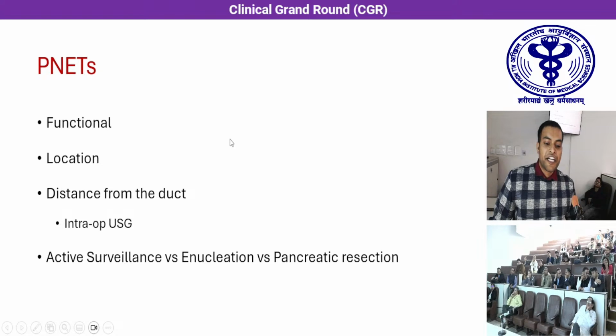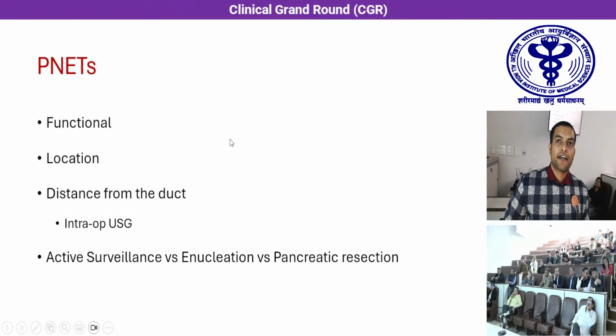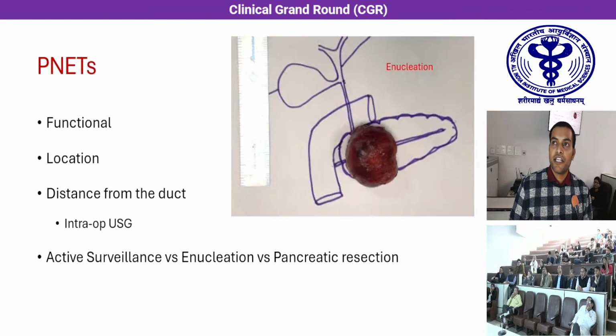The treatment for pancreatic NETs depends on multiple factors like their functional status, their location, their number, their distance from the pancreatic duct, and the options that we have include active surveillance. And in cases where there is some distance between the duct and the tumor, then we can do an enucleation, like we had done in this case.